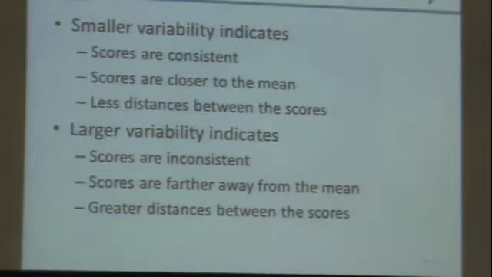So this is exactly what I just told you, so you know it's in the notes. Smaller variability means the scores are more similar. They can even be exactly the same. They're closer to the mean. It's a tight squeeze around the mean. And there's less distance to the score. So let me show you what I mean by the less distance.